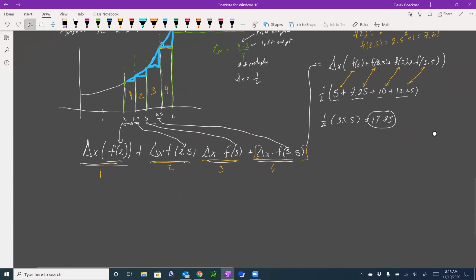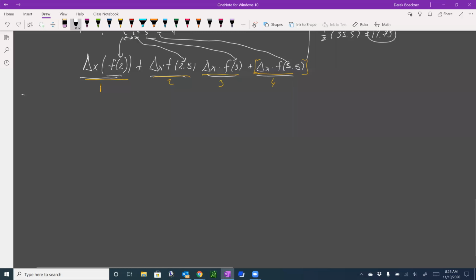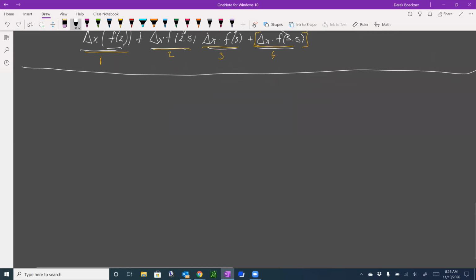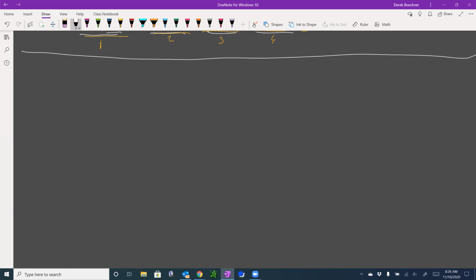Okay, let's do one with the right-hand rule, right-hand estimation. Gonna be similar. Let's do a right-hand estimation for the area under y equals x squared from x equals -1 to 3 with 4 rectangles again.